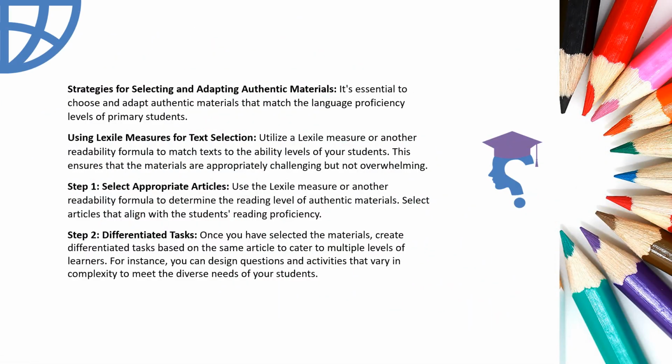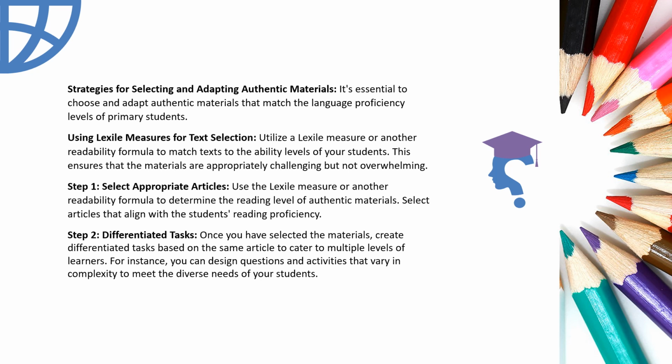3.3. Strategies for selecting and adapting authentic materials. It's essential to choose and adapt authentic materials that match the language proficiency levels of primary students. Practical Idea 3. Using Lexile measures for text selection. Utilize a Lexile measure or another readability formula to match texts to the ability levels of your students. This ensures that the materials are appropriately challenging but not overwhelming.